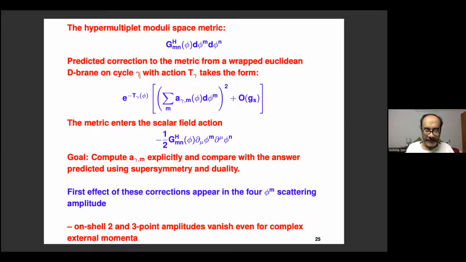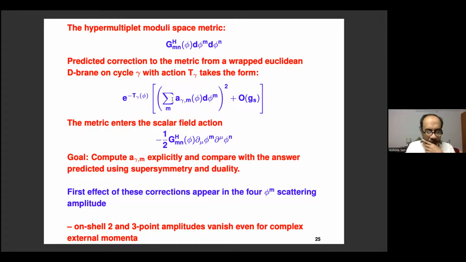As I've already said, the relevant D-branes are D2 branes wrapped on 3-cycles for type 2A. Imagine that T gamma is the action, which includes this 1 over g_s factor. Then the correction takes this form. You have this overall factor that gives a D-instanton suppression, and then the correction takes the form of a perfect square.